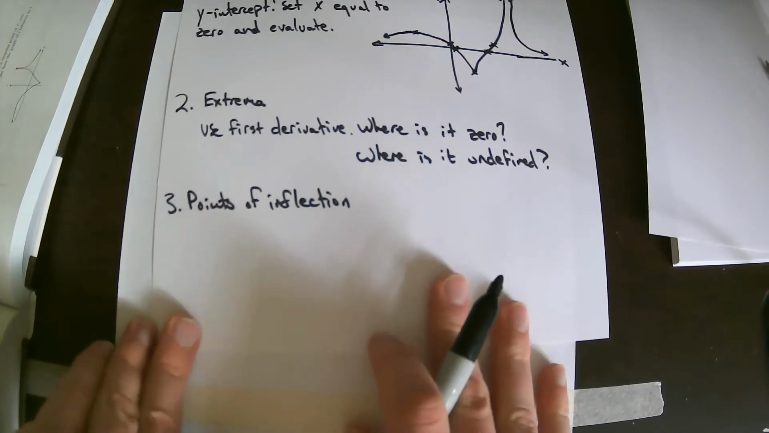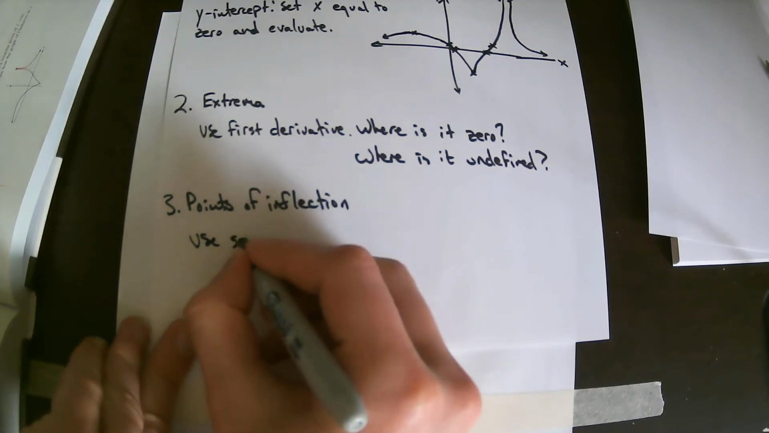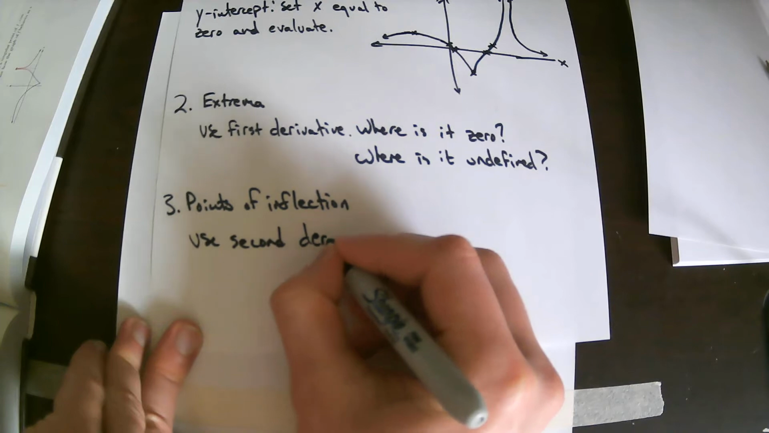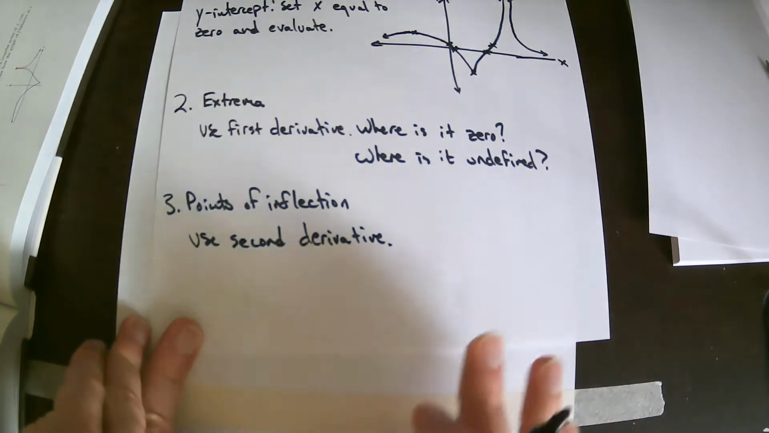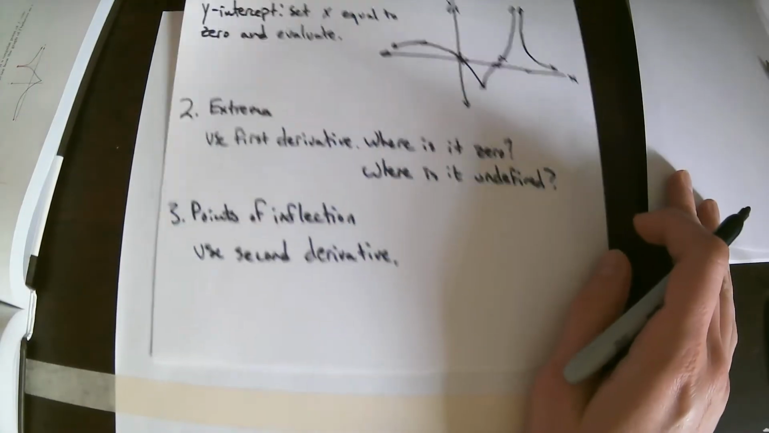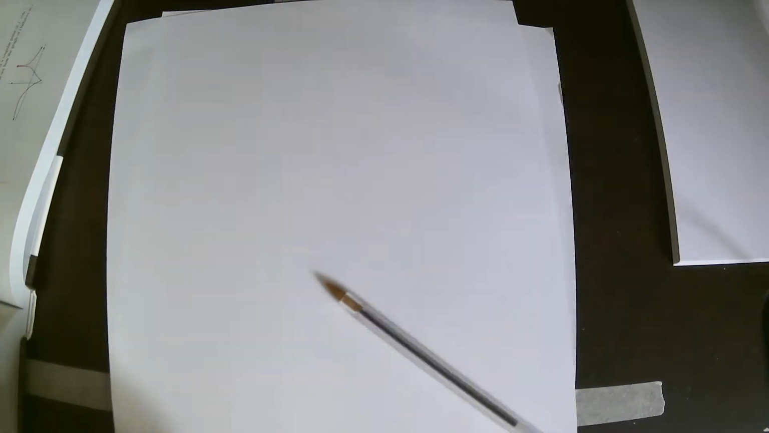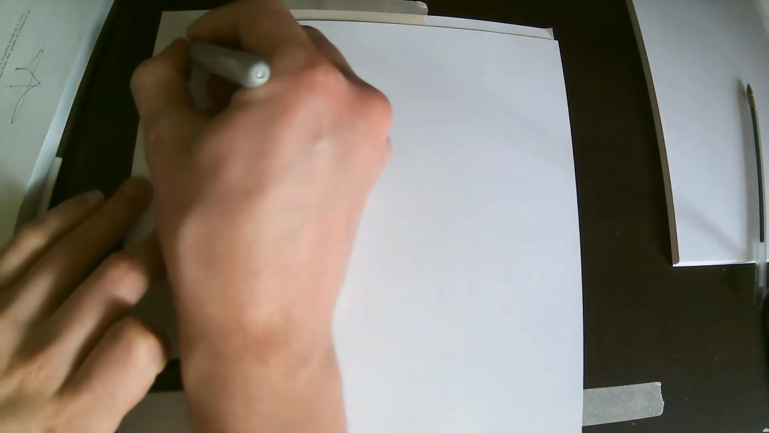Okay, and what I will say about points of inflection is we used the second derivative. And it's really the same two questions. Where is it zero? Where is it undefined? Okay. The next two features of a graph we're going to use limits to investigate. So behavior near singular points.